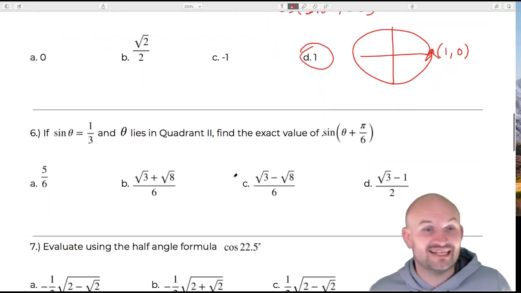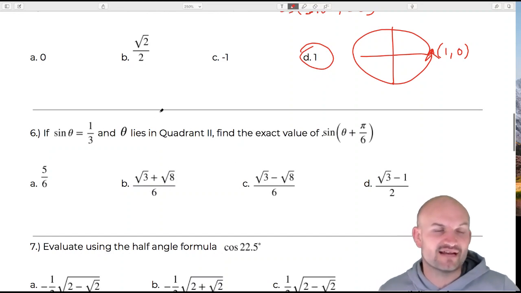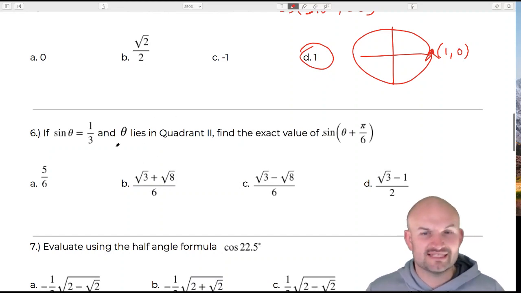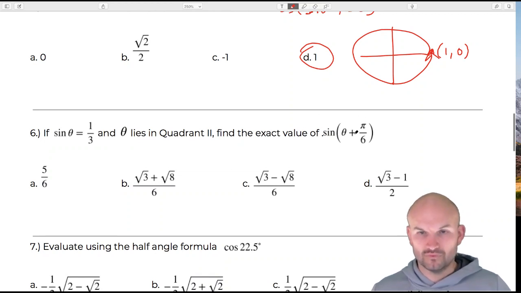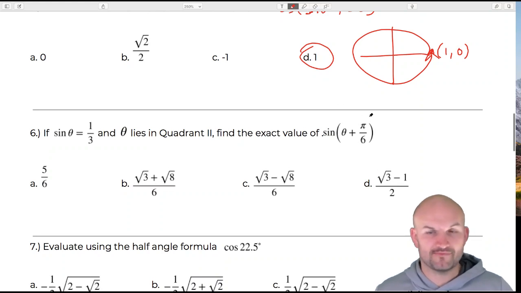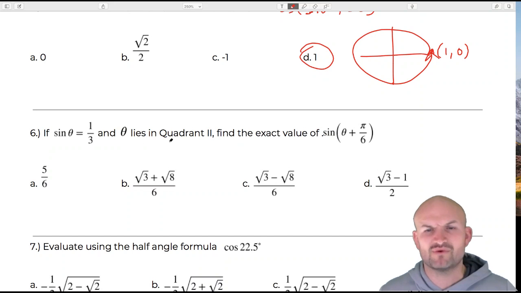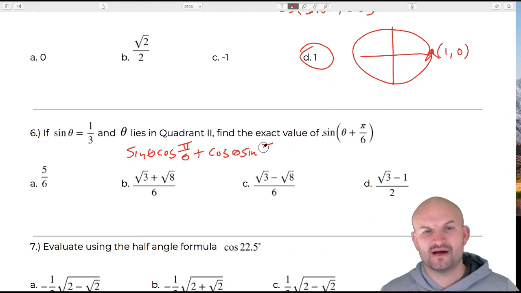The next one is finding the sum formula. When it says the sine of theta equals 1/3, it says that our angle lies in the second quadrant. And we already have one other angle, which is pi over 6. Applying the sum formula, I do need to figure out what the cosine is. So let's just write out the sum formula here right now. I have the sine of theta times the cosine of pi over 6 plus the cosine of theta times the sine of pi over 6.